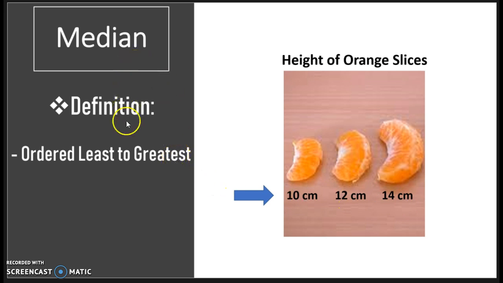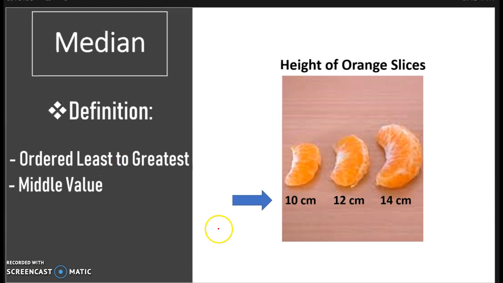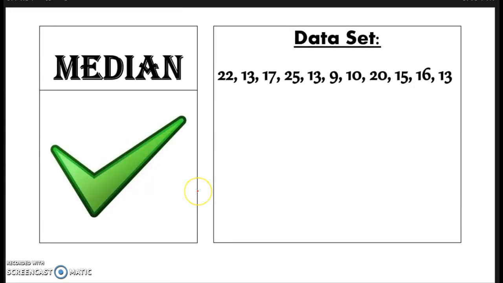So when finding the median, we first have to order our points from least to greatest, and then we find the middle value. So when looking here, we have the points ordered from least to greatest, and then we would find the middle value. I'm going to cross one off on this side, one off on this side, and then I'm left with the value in the middle. So for this data set, 12 centimeters would be my median.